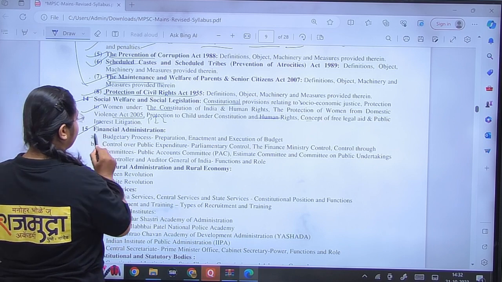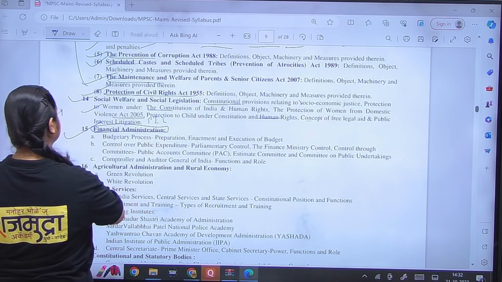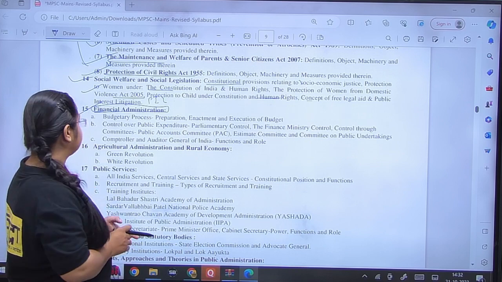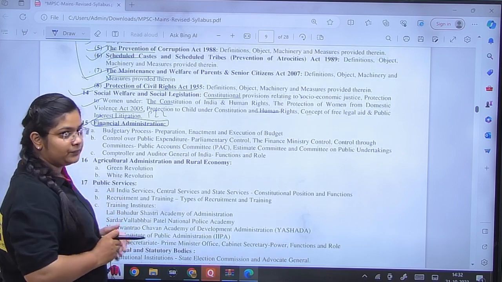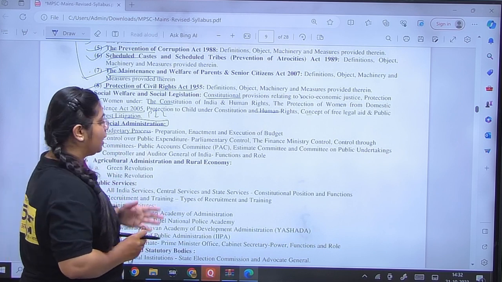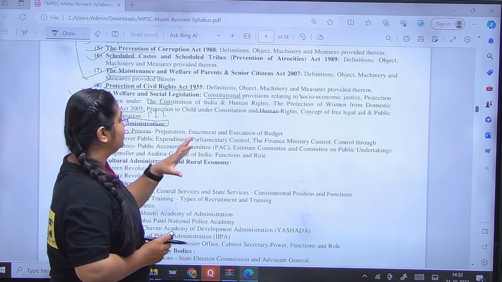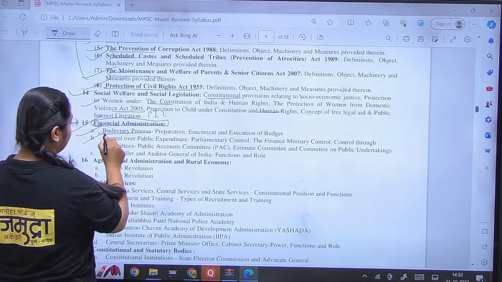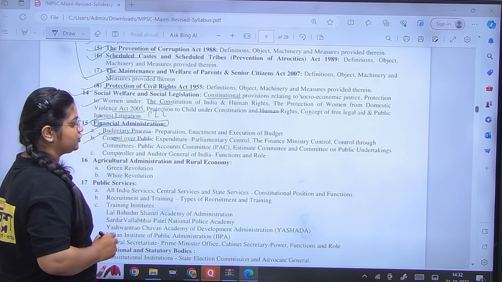The 15th point of our syllabus is financial administration. We are seeing each and every detail. First is the budgetary process. How does it get prepared? Enactment and execution of the budget. Next, control over public expenditure.